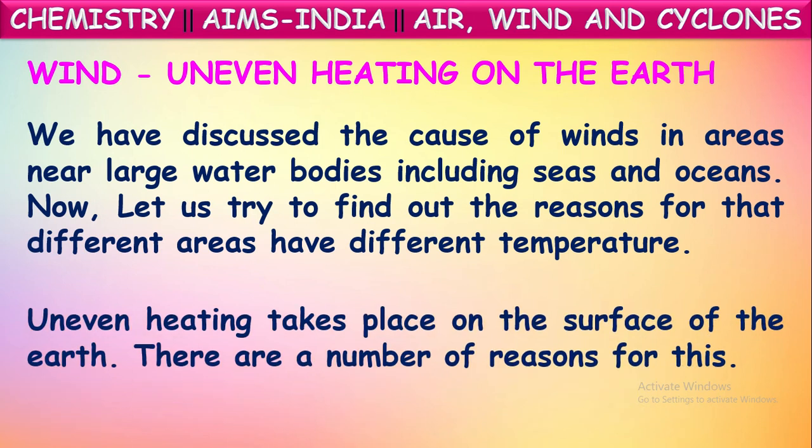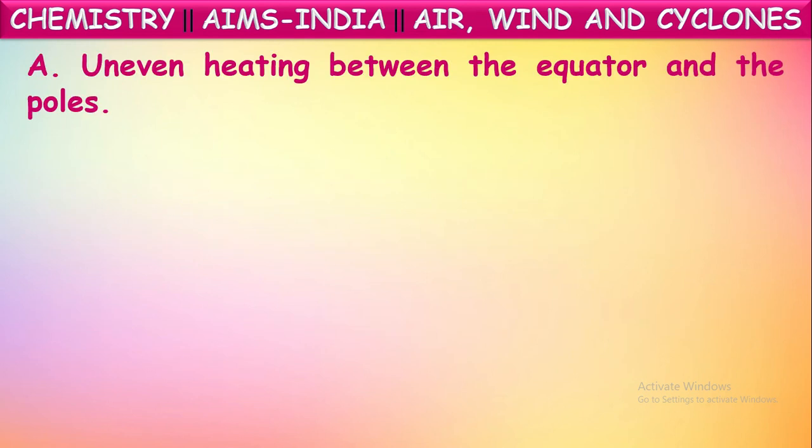Uneven heating takes place on the surface of the earth. There are a number of reasons for this, isn't it? At certain places heat will be more, and in certain places the temperature will be very low. So for this there are different reasons. Let us try to understand what are the reasons for the difference in temperatures at different places. Okay, first let us go through uneven heating between the equator and the poles. This is one reason. Uneven heating between the equator and poles on the earth.